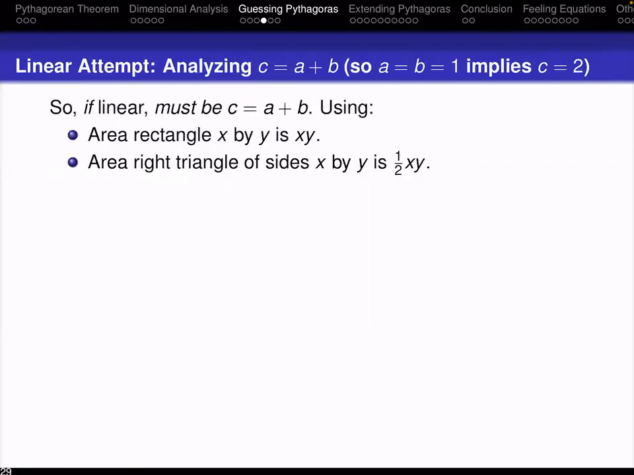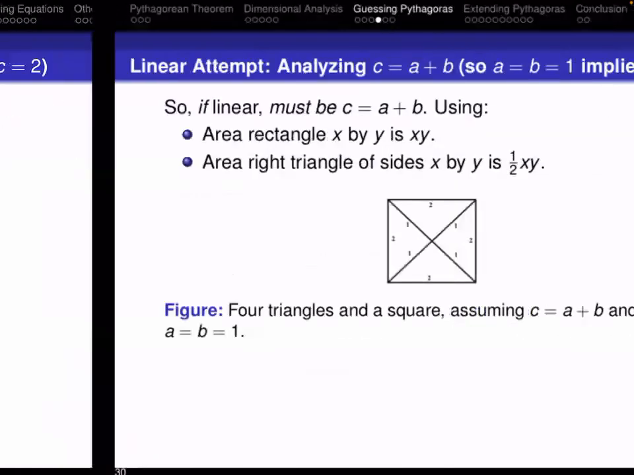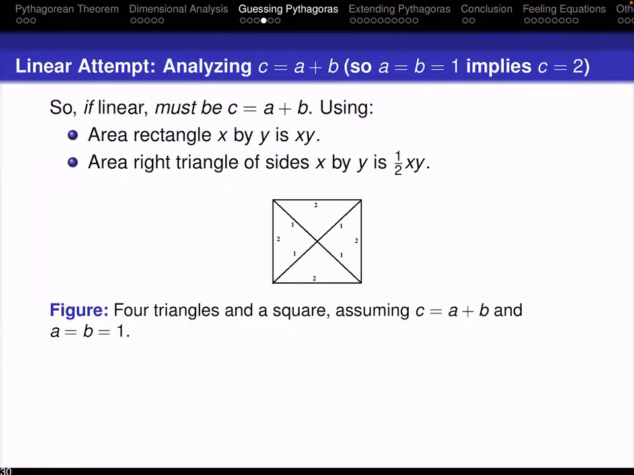Well, as remarked, we have two facts that we're using. We're using the area of a rectangle x by y is xy, and the area of a right triangle of sides x by y is 1/2 xy. So let's take a special triangle where we take two sides to be 1. We're going to take the isosceles right triangle, and we're assuming C equals A plus B. So if C equals A plus B, the hypotenuse has to be 2. So we now have a square that's 2 by 2, and the diagonals of the square equal 2.